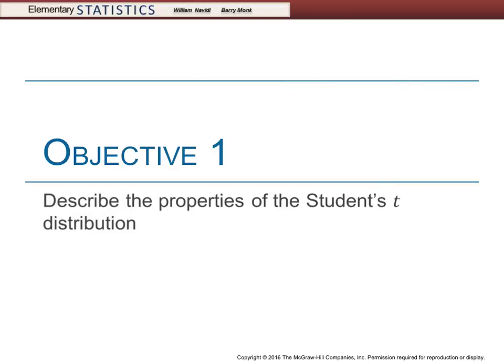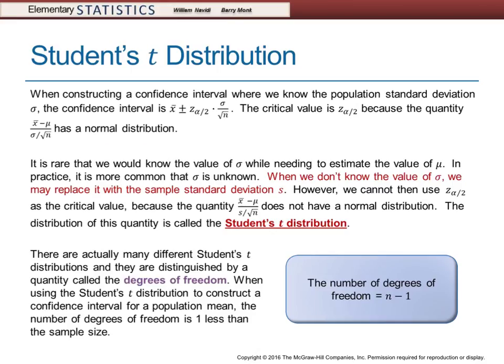Objective 1. Describe the properties of a student t-distribution. When constructing a confidence interval where we know the population standard deviation sigma, the confidence interval is just the point estimate x bar plus or minus the margin of error, which is z times the standard error. The critical value z is used because the quantity z equals x bar minus mu divided by sigma divided by the square root of n, which has a normal distribution.